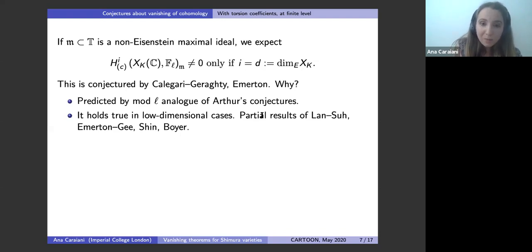And there are also quite a lot of partial results towards this kind of vanishing theorem. I guess that the ones that I want to mention right now are due to Lan and Su, which are quite general, but only work in the case where the Shimura variety has good reduction at L and where the weight is sufficiently regular. So maybe they don't always work with constant coefficients, but with twisted coefficients that have to satisfy some regularity assumption.